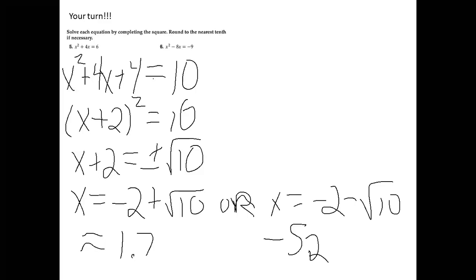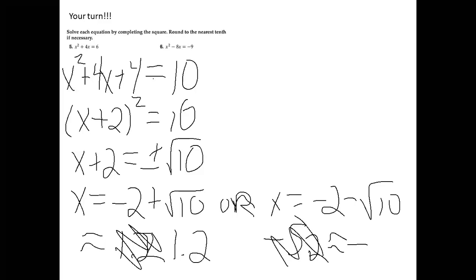Let me just double check something. This is actually 1.2. Okay, so let me write that a little bit more neatly. You get x is about 1.2, or x is about -5.2. Okay.